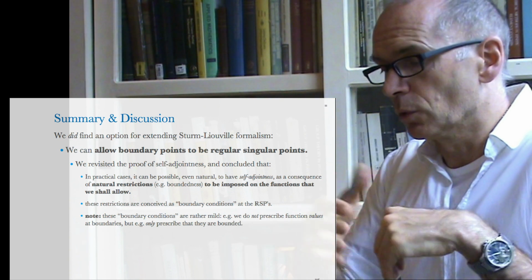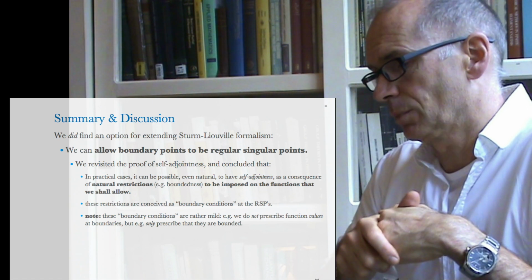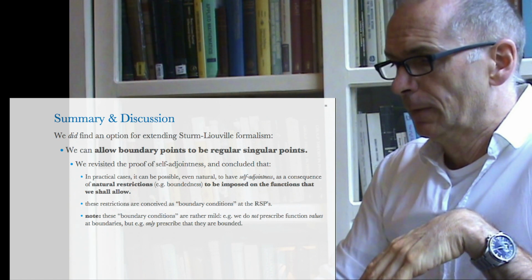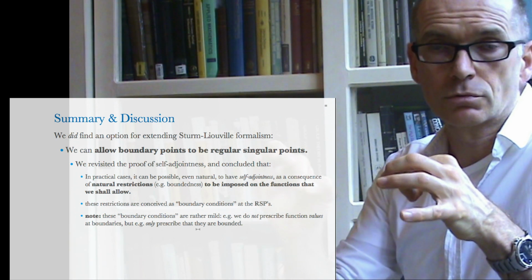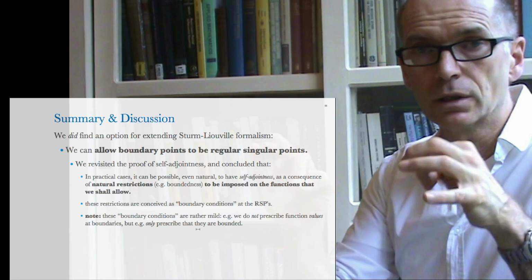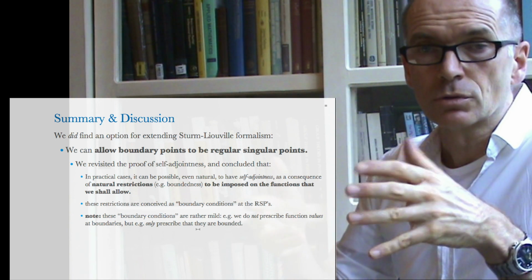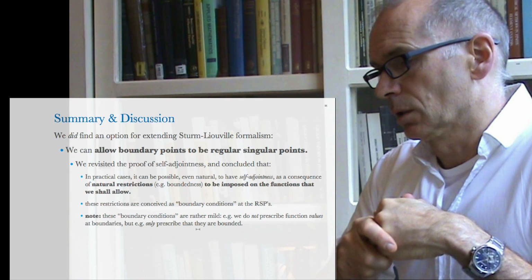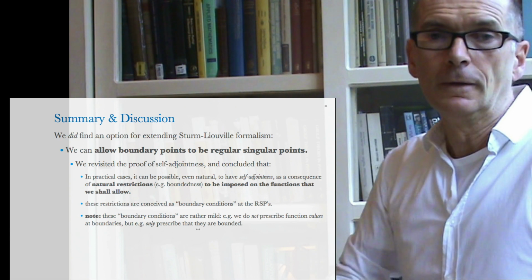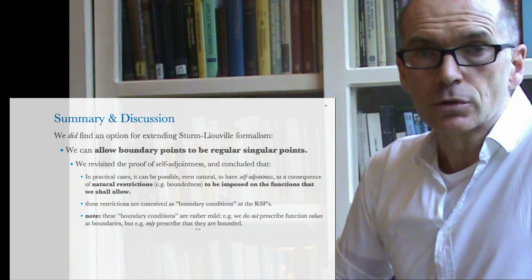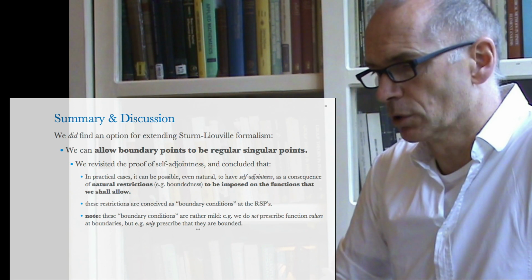And to make the connection with the general Sturm-Liouville formalism, we call those boundary conditions. But they are rather mild conditions. It's not that we prescribe what the value or the derivatives of the functions should be at those points. Usually we only prescribe that they must not be infinite. Guided by the details as we saw it when we carefully studied the proof of self-adjointness, so the conditions that you need to obey, such as to have self-adjointness.